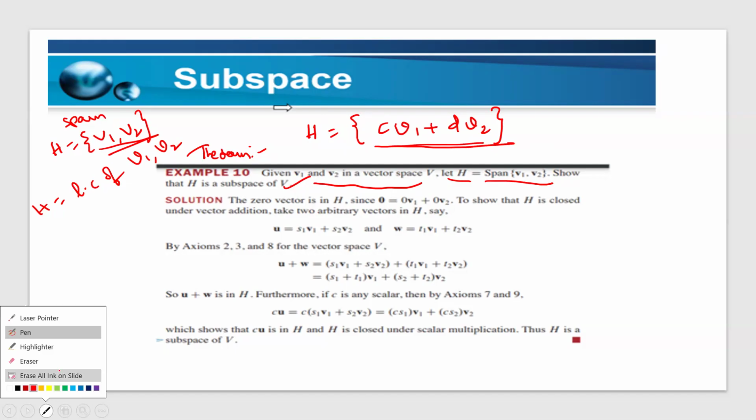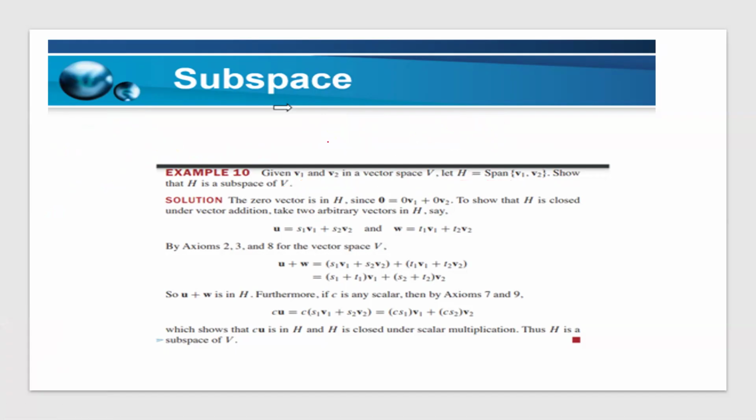We want to prove that H is a subspace. To prove that, first we have to prove that 0 belongs to H. I can write 0 as 0 V1 plus 0 V2. Therefore, it is of the form of the span of V1, V2. Therefore, 0 bar belongs to H. So the first property is true.